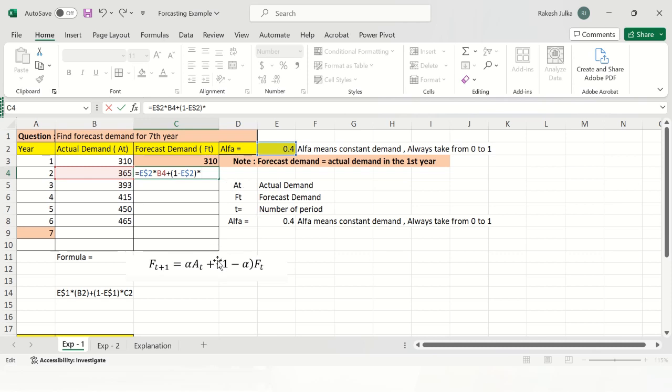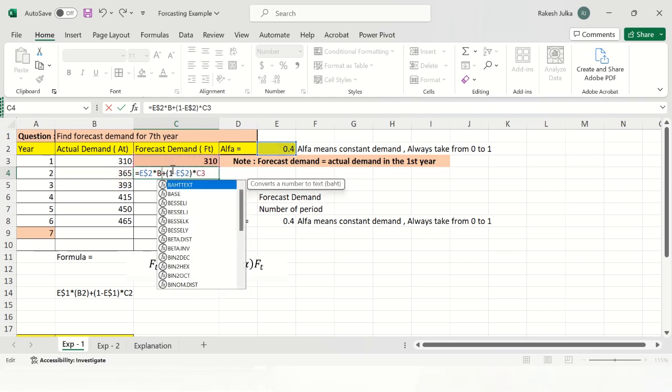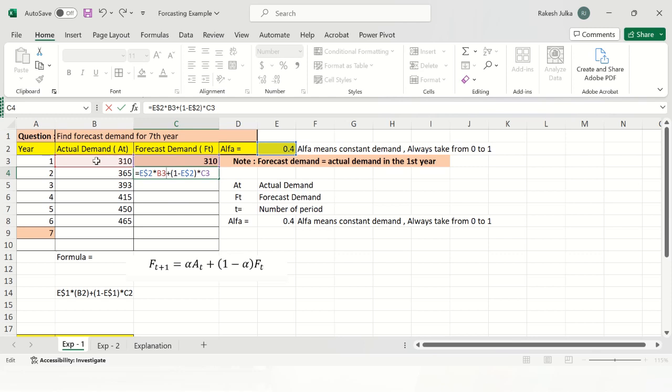So the forecast demand of the previous year, right? And here we have also taken the B4. I think it should be B3, because the actual demand for the previous year and the forecast demand for the previous year, because we want to calculate the demand for the next year based upon the previous data we have, right? We want to calculate the demand, actual demand is here, right?